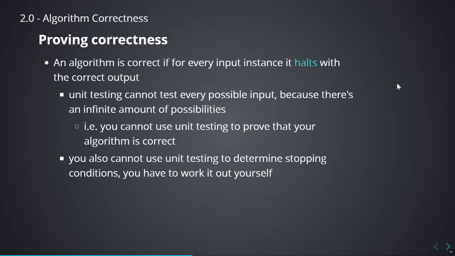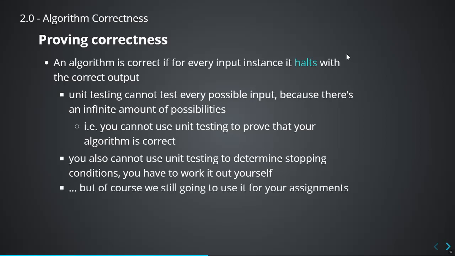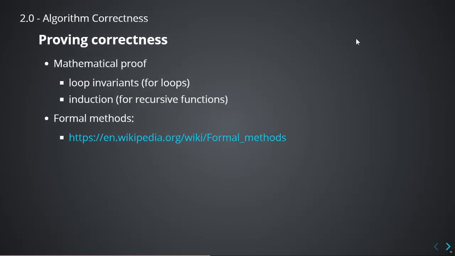But of course, I'm still going to be using unit testing. Well, at least to test your assignments. And you can still use unit testing to see if your code actually works or not. But in general, when we want to prove an algorithm is correct, we are going to use mathematical proof. Well, not that mathematical. You're going to be using loop invariance for loops, so for algorithms that use loops. And we're going to be using induction for algorithms that use recursive functions.